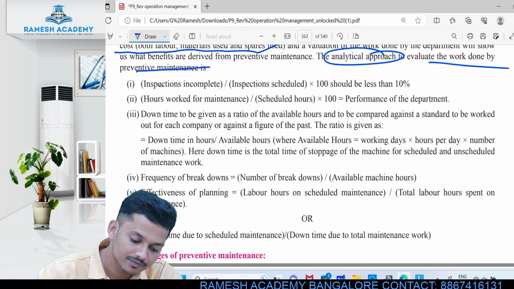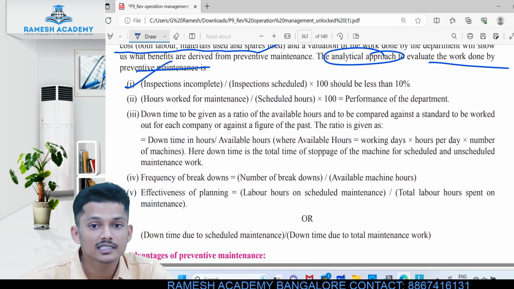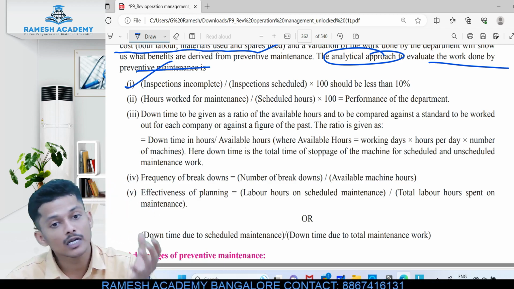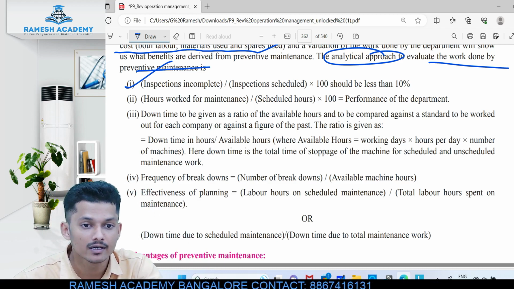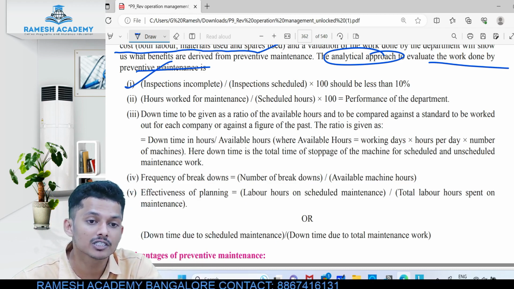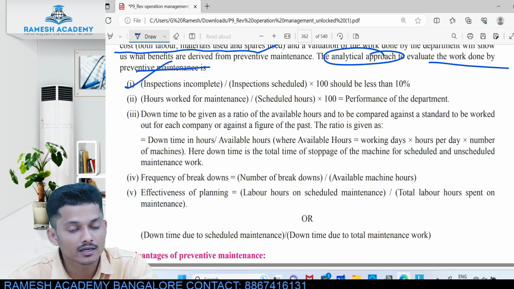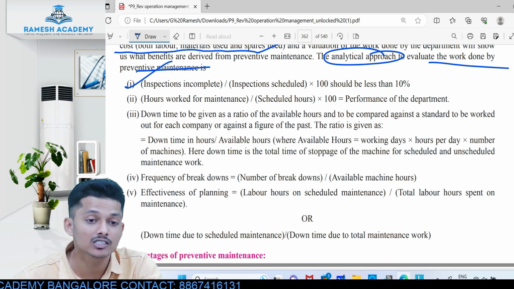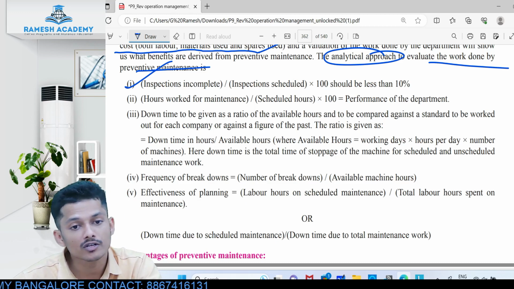See, one by one. Inspection. These are like formulas now. How do you find out, suppose, evaluation means how do you evaluate? How do you evaluate that the machine is that much good or that much bad? On what basis do you tell the machine is under repair? On what basis do you tell that the machine is not performing well? Those are the few evaluations.